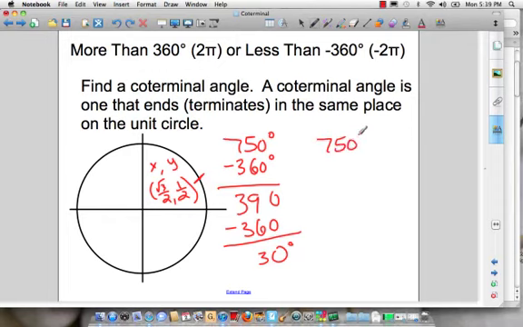If you had thought about it, you might have realized that 360 doubled is 720, so you could have subtracted off 2 revolutions in one step. Again, I'm going to erase that to do another example, so pause the video if you need to copy that down.